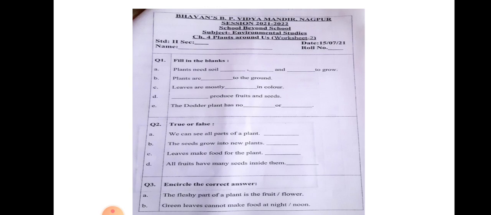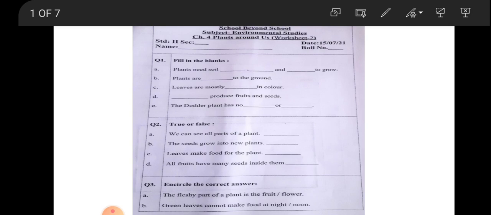And remember, the green leaves cannot make food at night. Why beta? Because खाना बनाने के लिए, to make the food, the leaves need sunlight. And at night they don't get the sunlight. That is why they don't make the food. Now we'll start with the worksheet, children. This is worksheet number 2.